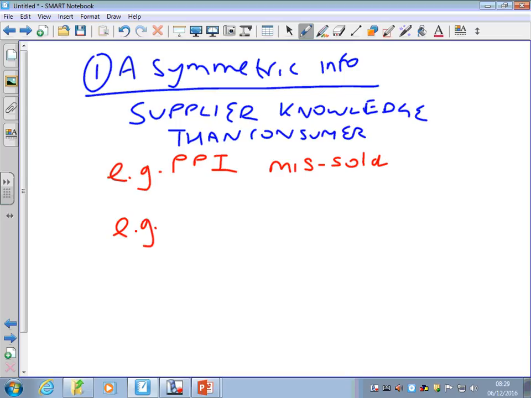Another one is securitization. This was actually asymmetric information between firms. Securitization is where you bundle up lots of different assets together, creating a big pool of assets which you sell onto something else. A great example ultimately led to one of the big causes of the financial crisis in 2008.